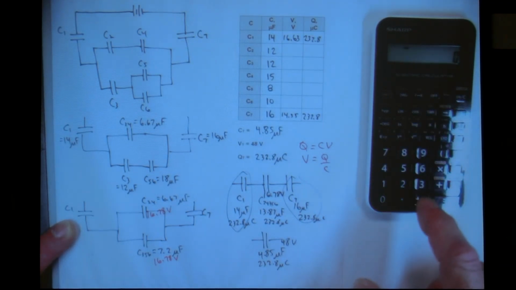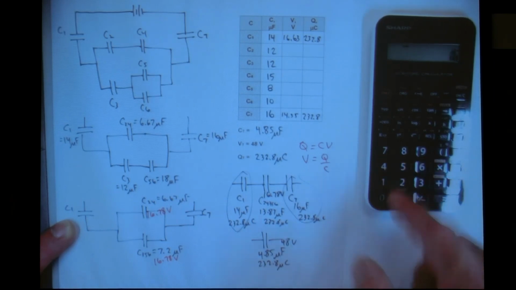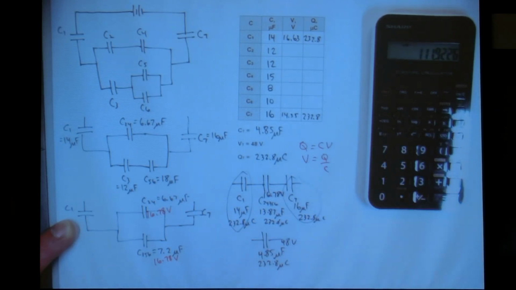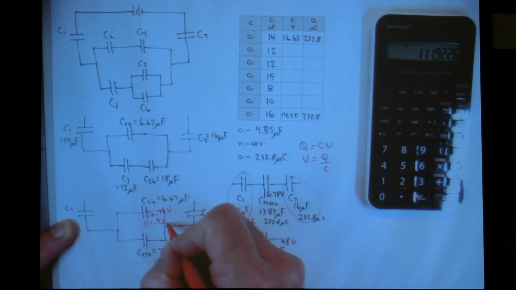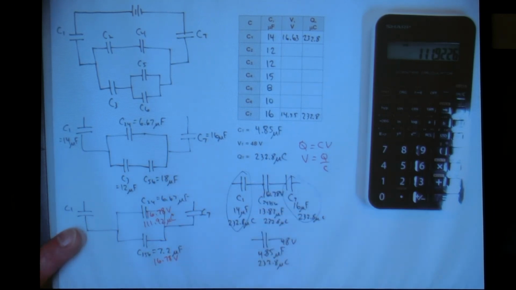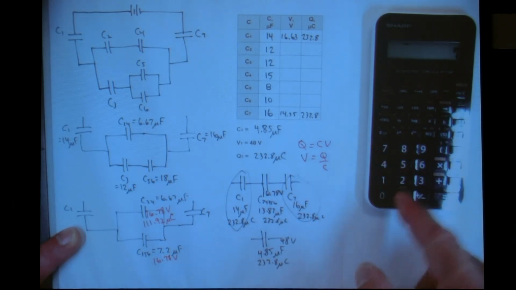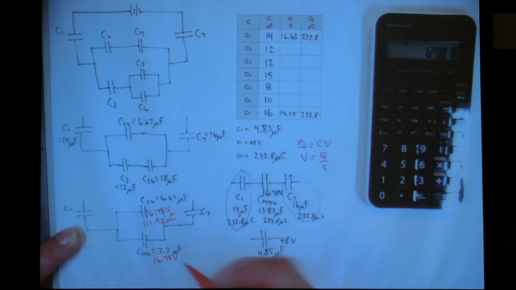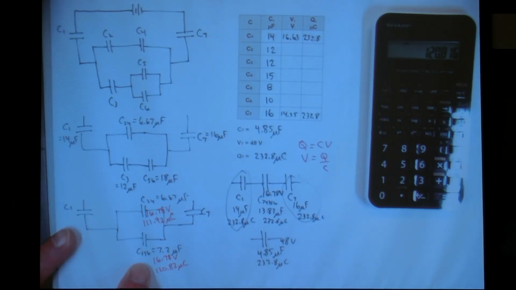Q is C times V, so 6.67 times 16.78 is 111.92, and that's microcoulombs for charge. And then I take 16.78 volts times 7.2, and I get 120.82 microcoulombs for the C356 combo.